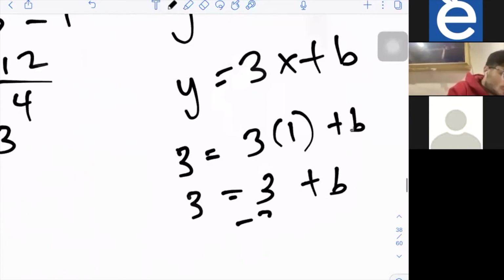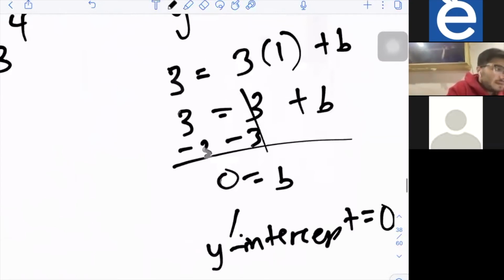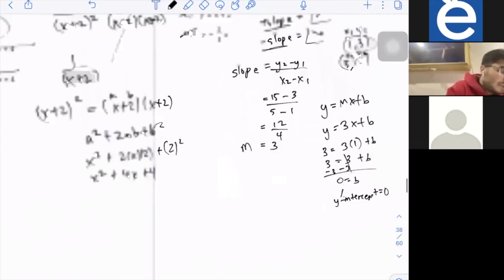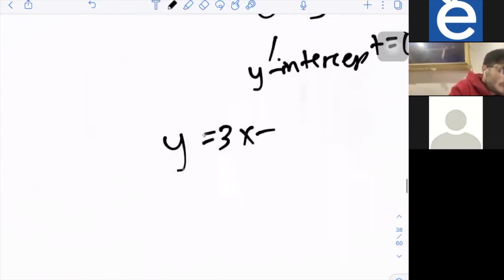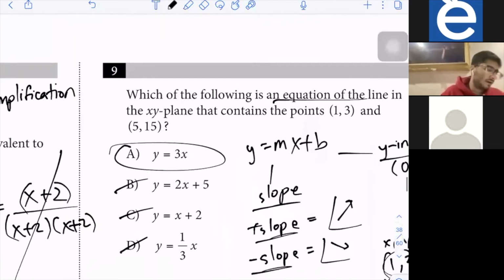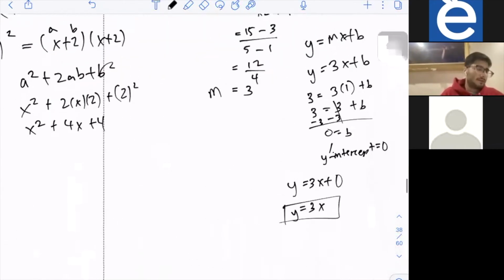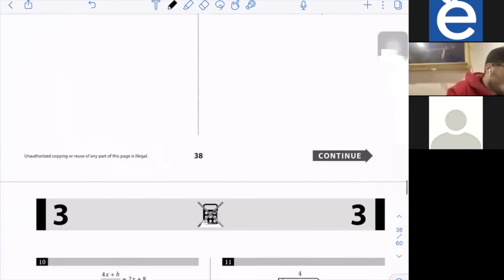And if you subtract 3 on both sides to solve for b, you get b is equal to 0, which shows that the y-intercept is 0. So we know that it would be written as y is equal to 3x plus 0, or just 3x. So it would be y is equal to 3x, which is why our answer is choice A for 9. So let's move on to question 10.